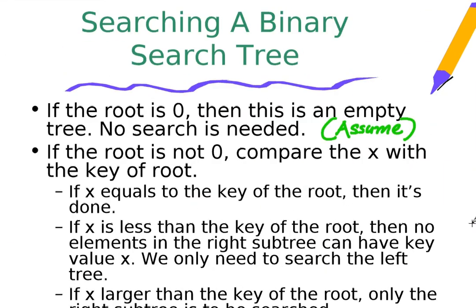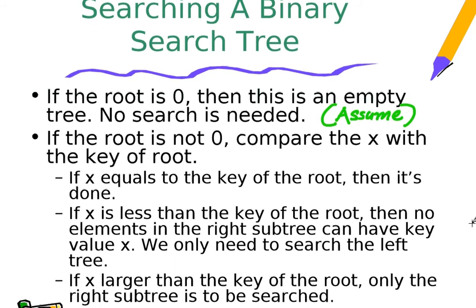Now, as I already told you, searching in a binary search tree is much easier, and the performance is better here. So we will check how searching is done in a binary search tree. Here the assumption is that if the root is 0, meaning no value is there, then that is an empty tree, and no search is needed.